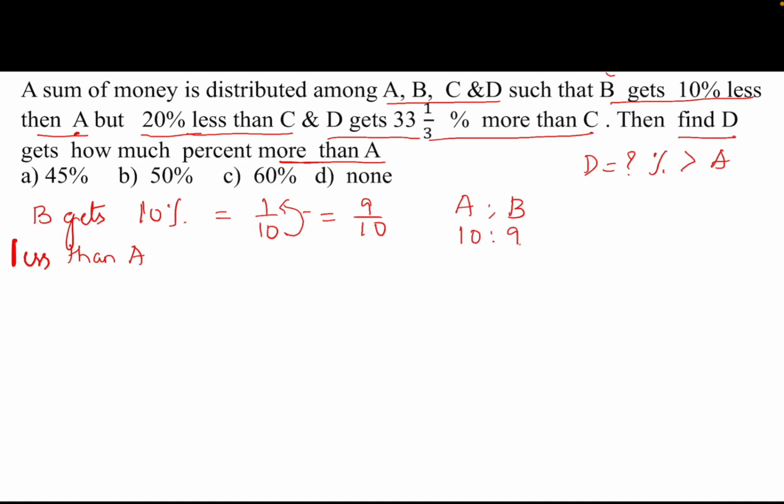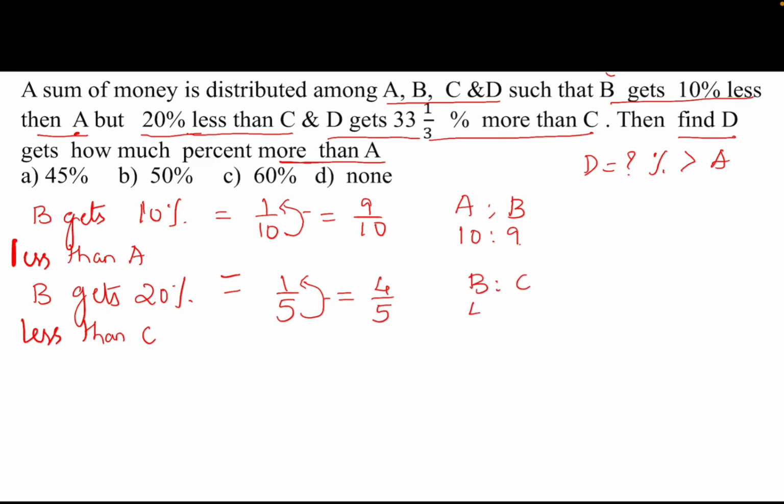Next, B gets 20% less than C. So 20% we can write in fraction form as 1/5. So if C is getting 5, then B will get 1 part less, isn't it? So B will get how much? 4/5. Okay. So B is to C is 4 is to 5.